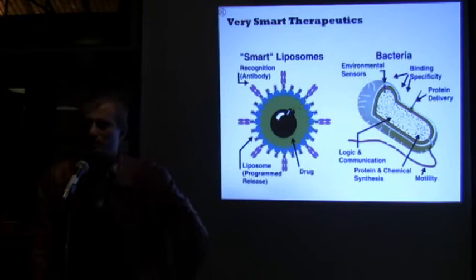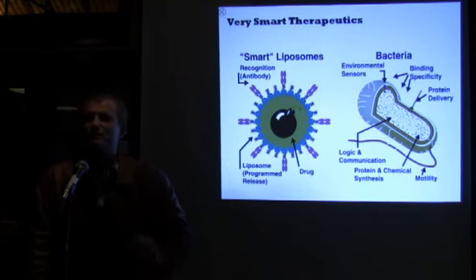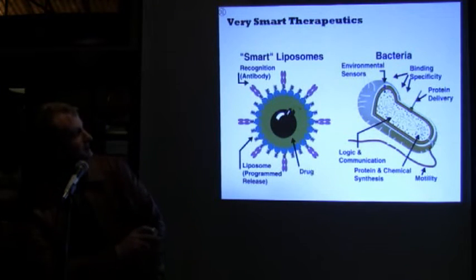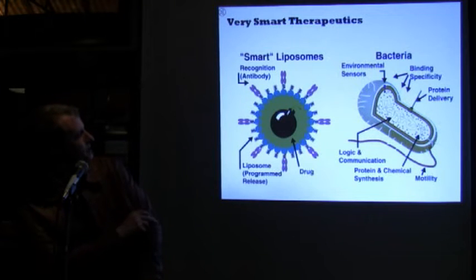So in general, what we're trying to do with bacteria is engineer something that's a very smart drug. So there's an existing type of drug for cancer that is referred to as a smart liposome.